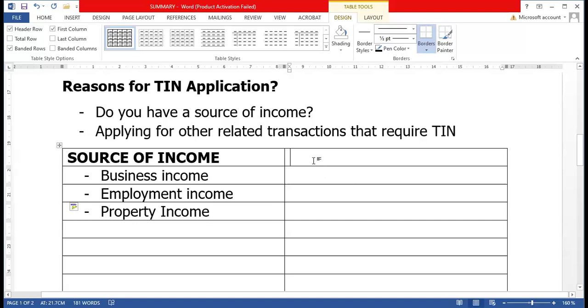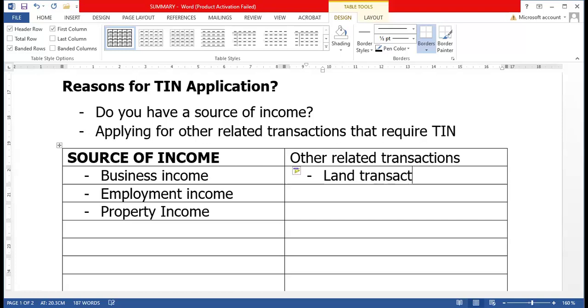It could be other related transactions that require a TIN. For example, it could be a land transaction. They may ask you for a TIN, especially to transfer a land title. You may need a TIN. Somewhere you may need a TIN for stamp duty purposes in Uganda.